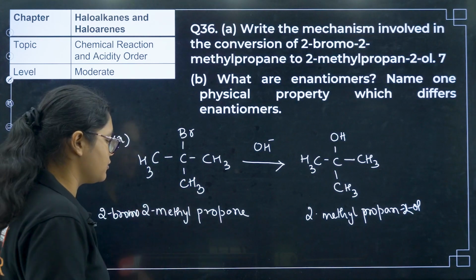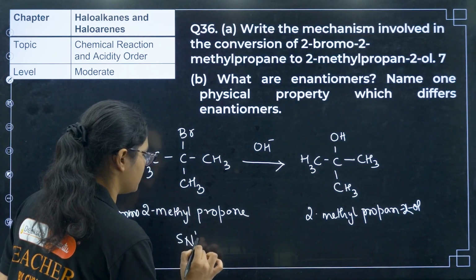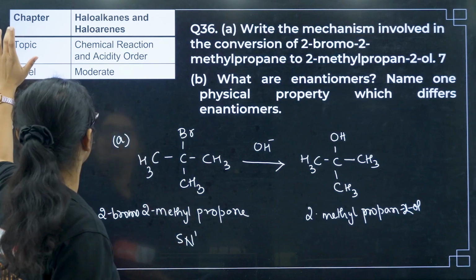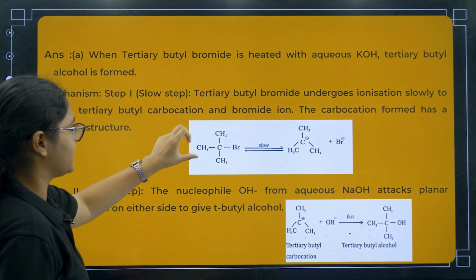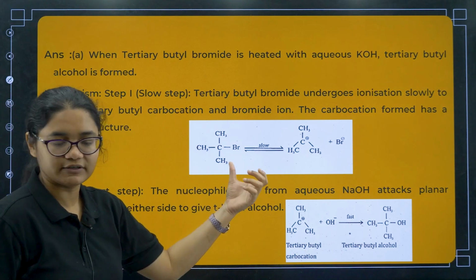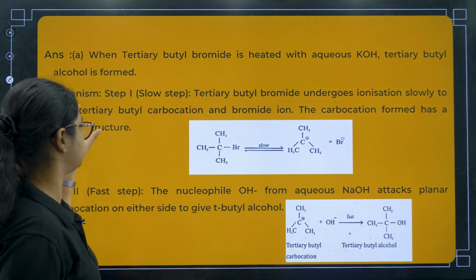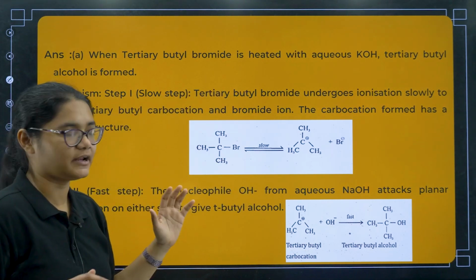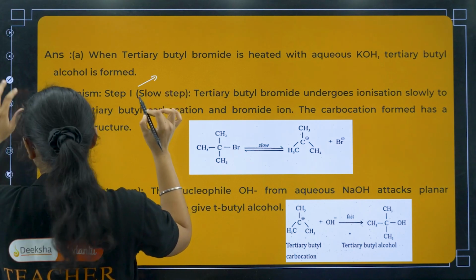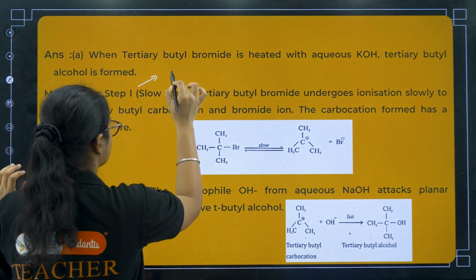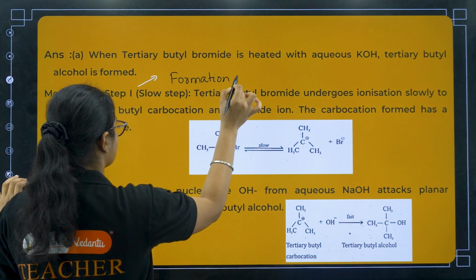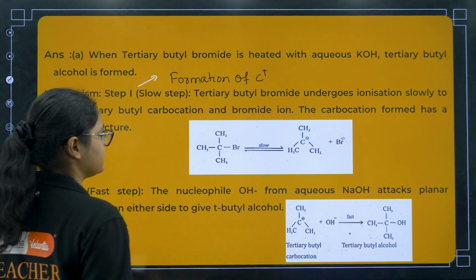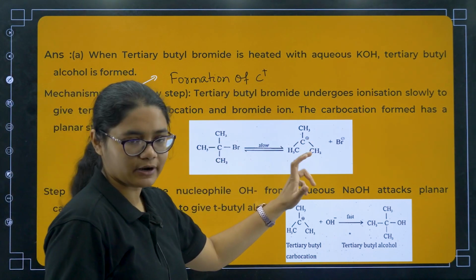Then you can write down it follows SN1 mechanism. Then you write the mechanism here. First step is a slow and reversible step. You do not have to write this many big sentences. You can just write down the first step as formation of carbocation. Then you will lose bromine here, carbocation is formed.